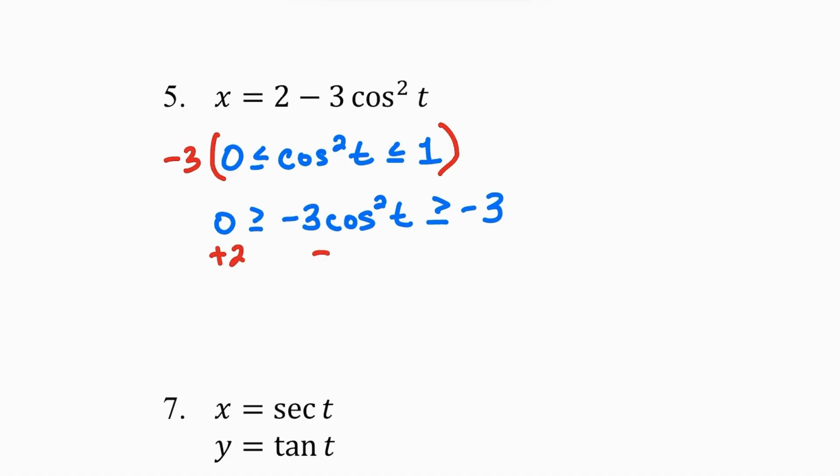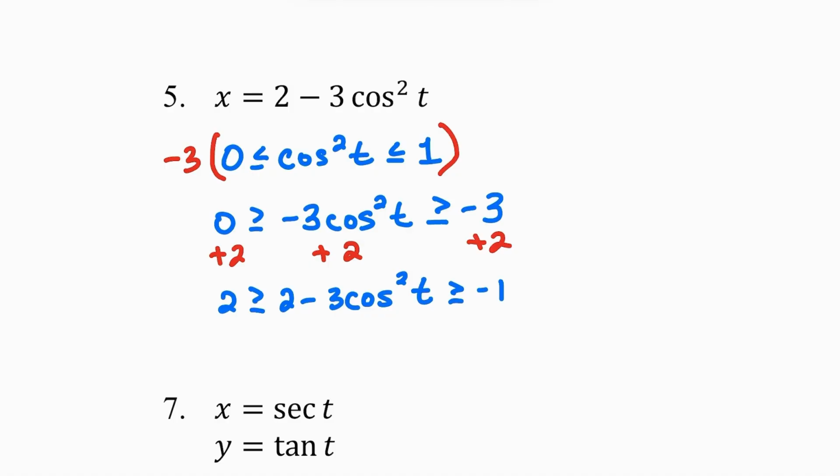Now I can add 2 to all the sides. So you end up getting 2 is greater than or equal to 2 minus 3 cosine squared of t, which is what we're trying to manipulate this to be, is greater than or equal to -1. And again, it doesn't matter what variable we use. We've just been coincidentally using cosine and x. I can use cosine and y, or I can use sine and x, or sine and y. It doesn't matter. I can give you whatever I want to.